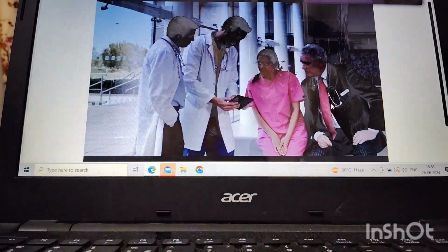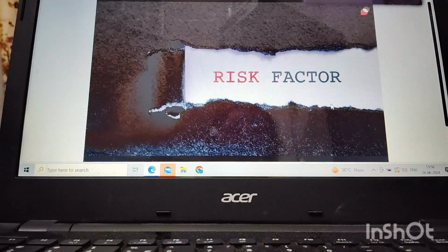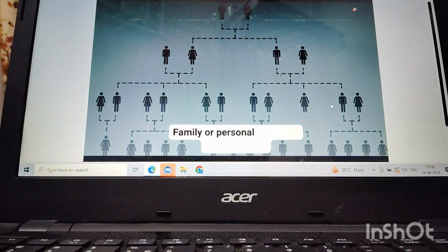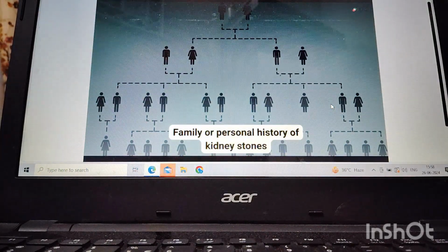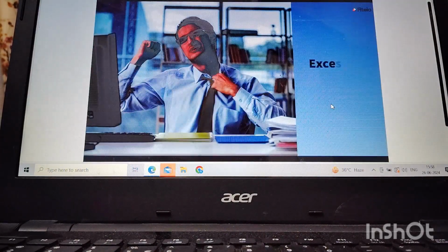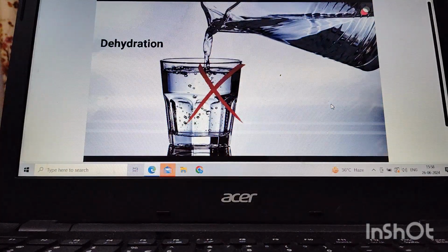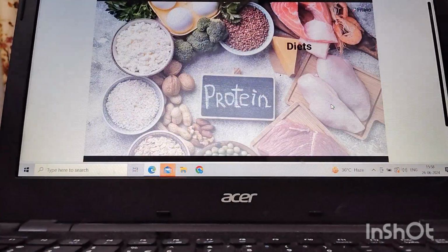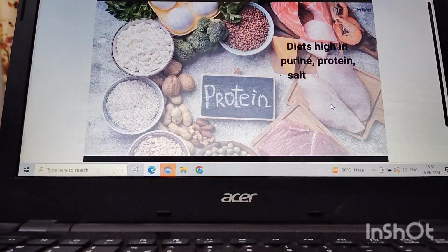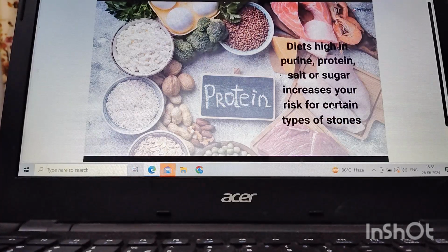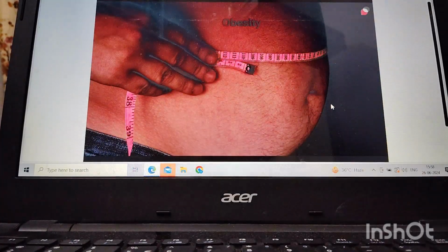Now, you must be thinking, what are the main risk factors of kidney stones? So if you or a family member has had kidney stones, you are more likely to develop a stone. Excessive sweating or not drinking enough water can increase your risk for kidney stones. Diets high in purine, salt, protein or sugar increase your risk for certain types of stones.